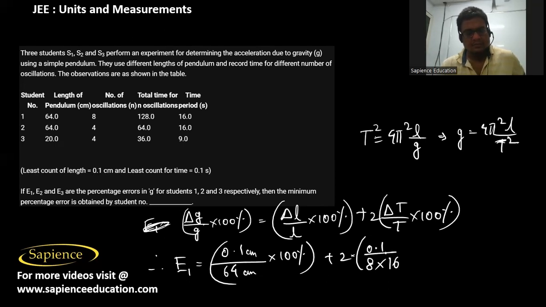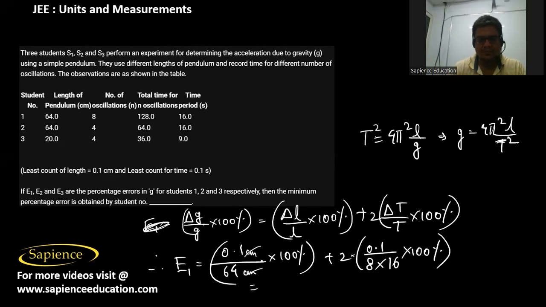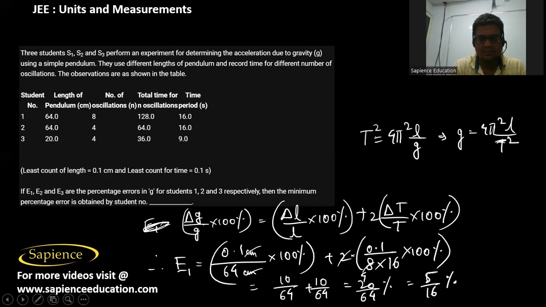So it is 0.1 seconds. Okay. Yeah, into 100%. So this will be equal to 10 by 64% plus 2 fours is 8. So this is also 10 by 64. So this is equal to 20 by 64%, which is 5 fours are 20, 16 fours are 64. So 5 by 16%.